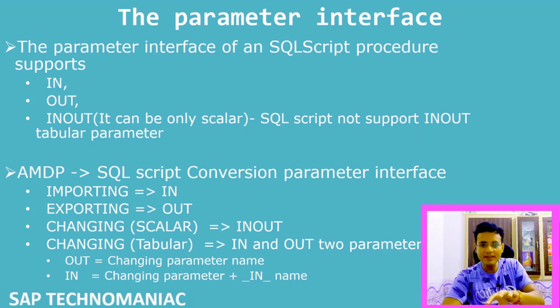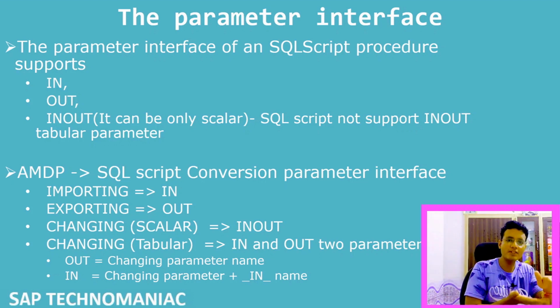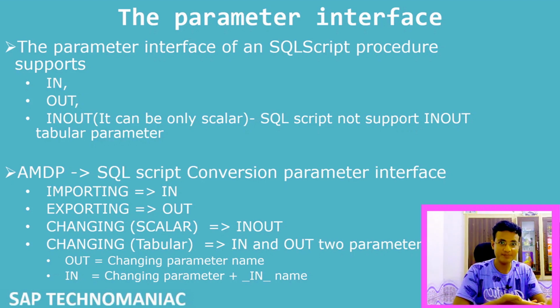This is the way it will be converted when we call the procedures and functions from the ABAP. One more important thing we will see: when we call another AMDP procedure inside some AMDP procedure, if we have the changing parameter, we have to make sure we use two parameters, in and out, with the same name. Out will be the same name, and the in parameter will have underscore in underscore added. That we will see in the system.